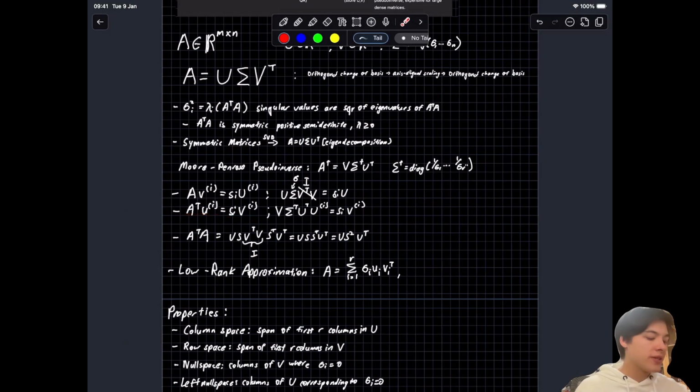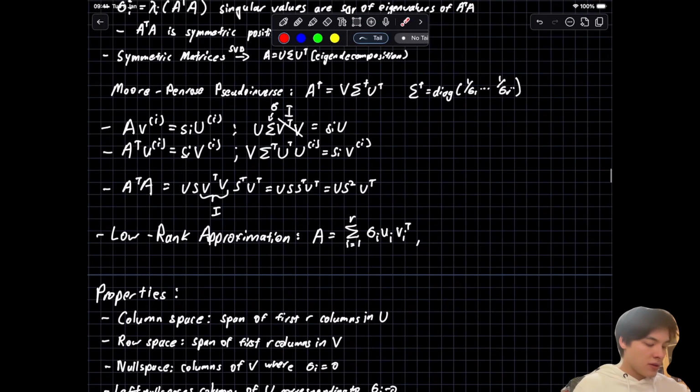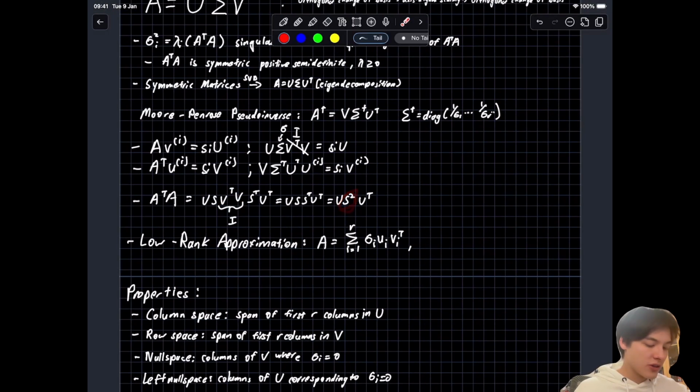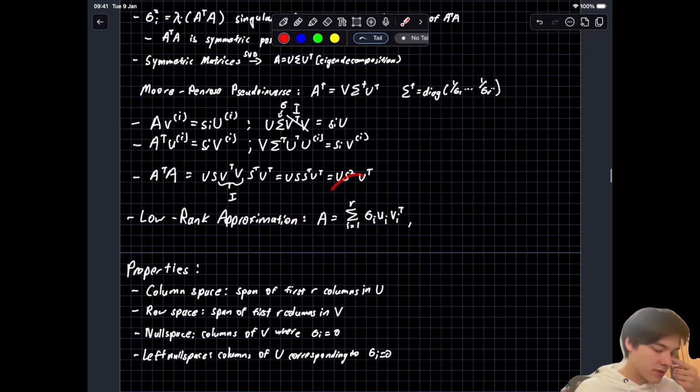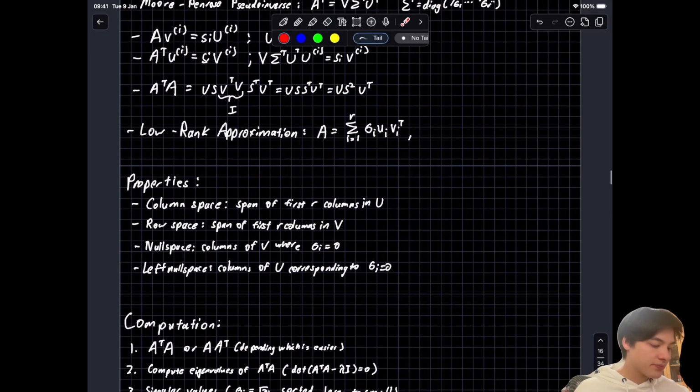This is the definition of what U and V are. Then we see A transpose times A would look like this, and because this is the inverse, we get the singular values squared. So that's why we take the square root. Yeah, and so on.